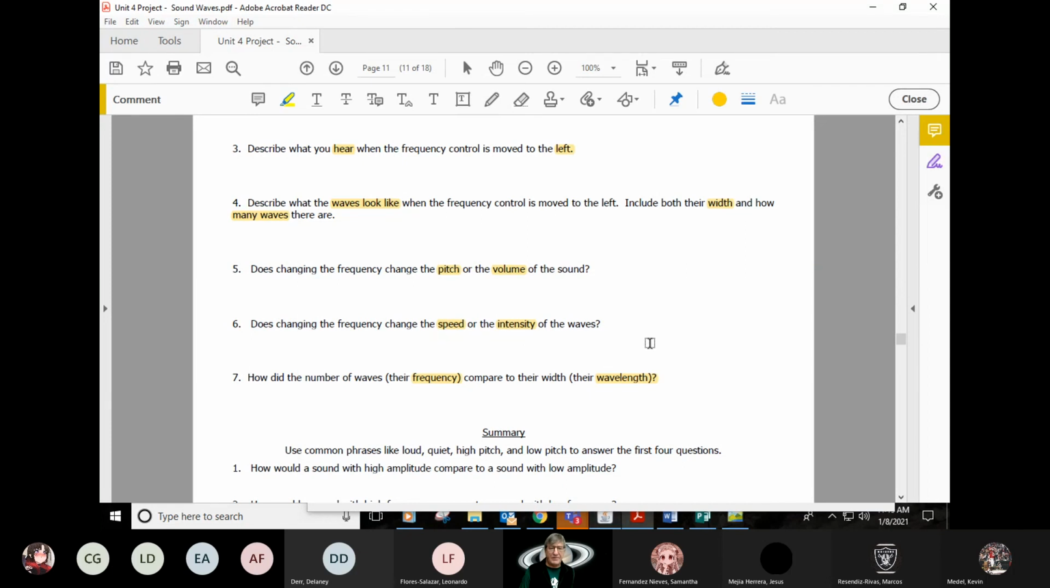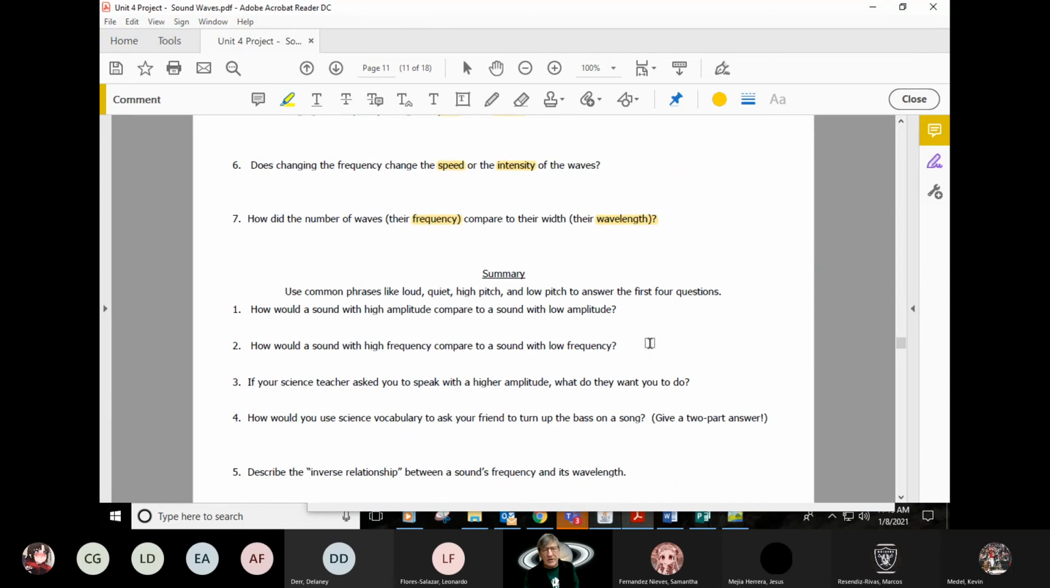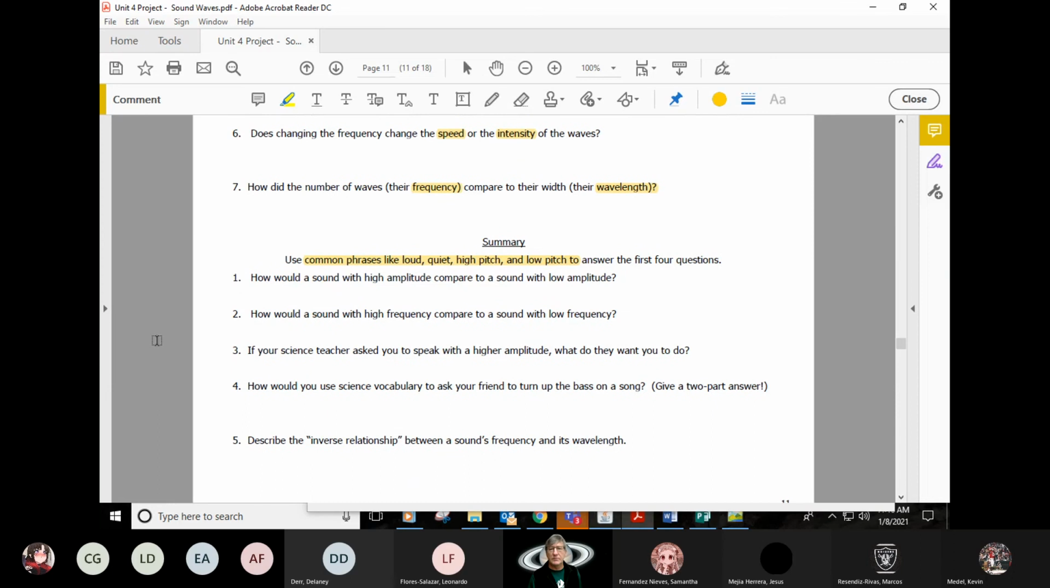So you should do something for that for number 7. And then we have a summary. For this one, I want you to use common phrases to answer the first 4 questions. Loud, quiet, high pitch, low pitch. And then when you finish these 4, I want you to give me a thumbs up. We'll talk about number 5 together. Let me know if you have any questions.